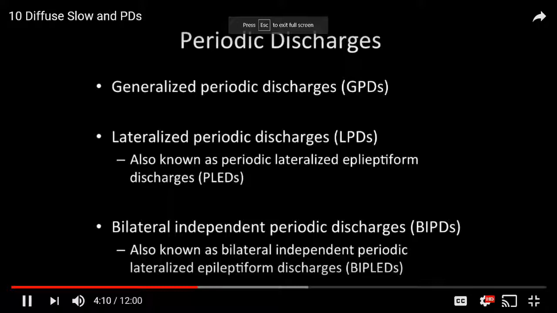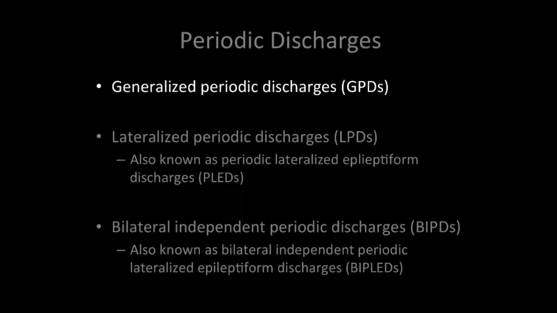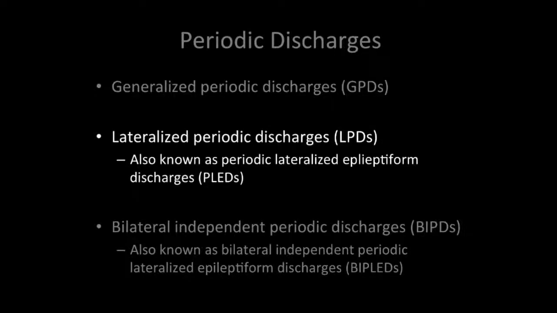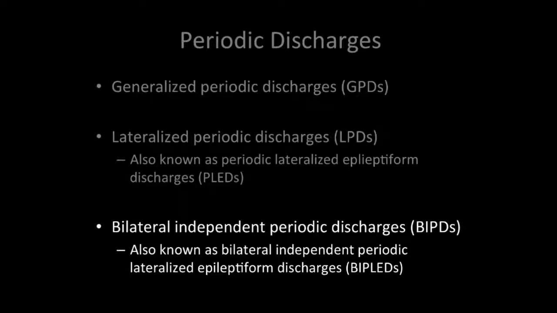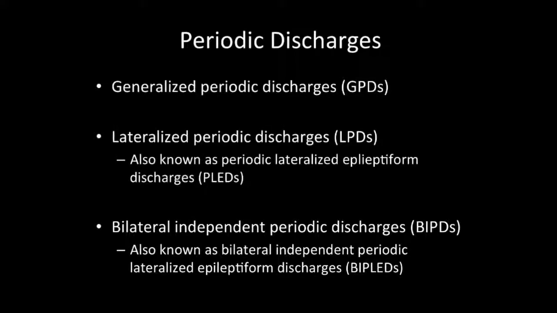There are several different types of periodic discharges. There are generalized periodic discharges, which involve both hemispheres simultaneously. There are lateralized periodic discharges, which are also known as periodic lateralized epileptiform discharges, or PLEDs. And there are bilateral independent periodic discharges, also known as bilateral independent periodic lateralized epileptiform discharges, or BIPLEDs. We will review examples of all three of these types of periodic discharges, and we'll also review the relationship between these discharges and clinical disease.